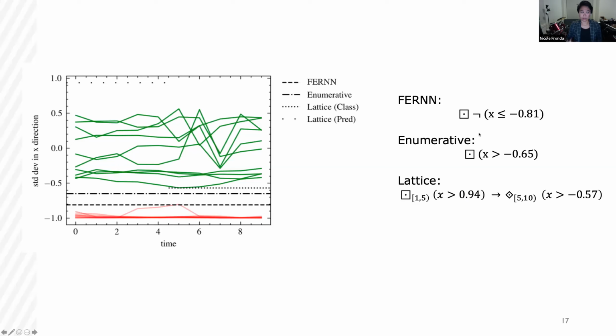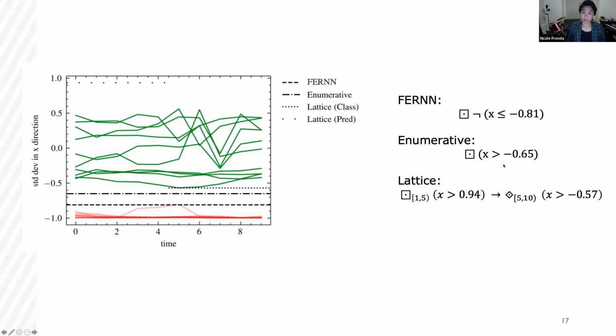And here are the best formulas in terms of MCR found by each of the methods for the HAPT data set, a sample of the traces for which are shown on the graph here. The green traces indicate dynamic movement in the X direction as gathered by HAPT smartphone data sensors, and the red traces indicate static movement. The task here was to try to classify between the two sets of traces. And we see that the Fern and enumerative methods were able to perfectly classify the data.